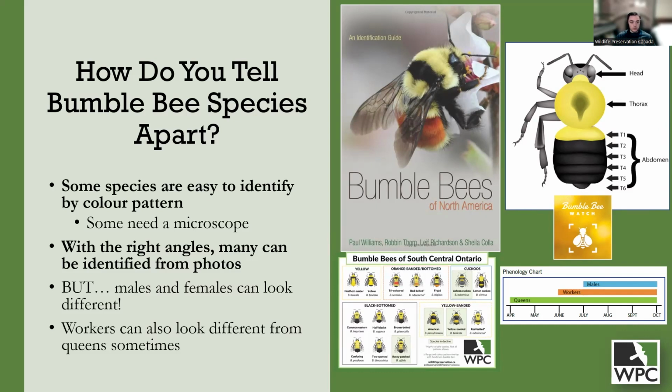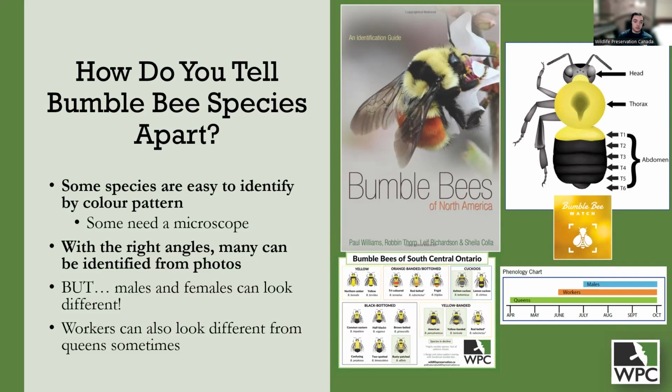And with the right angles, we can identify them from photos, which is what we were discussing in previous videos about Bumblebee Watch. But with this video specifically about ID, we're just focusing on the different traits of the bee. Some bees can also differ from each other, not just in appearance, but also in their phenology, meaning their seasonalities. So this is true both in species. So some species have a longer active period than others.